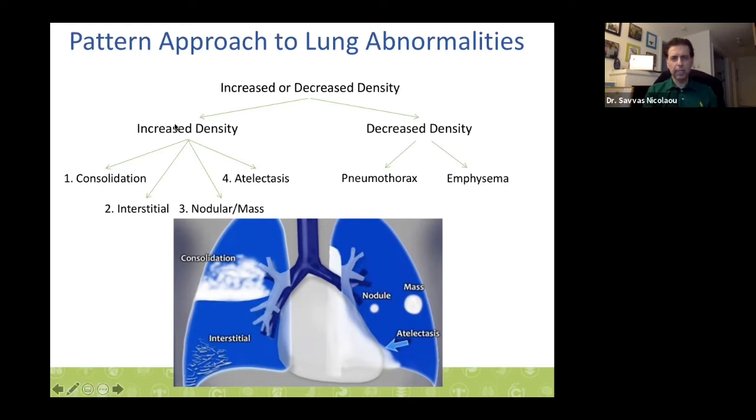Is it increased or decreased? If it's increased, it's consolidation, meaning pneumonia, interstitial, could be pulmonary edema, nodular masses, that we talk about bronchogenic malignancies or metastases, or atelectasis or volume loss. Atelectasis, volume loss, nodular masses, metastases, consolidation implying pneumonia, interstitial disease, there could be interstitial fibrosis or interstitial pulmonary edema, and that is of increased density. Decreased density, you're dealing with a pneumothorax or emphysema that we'll talk about in the remainder of the talk.